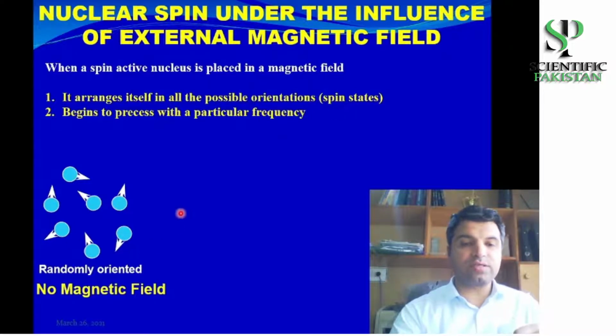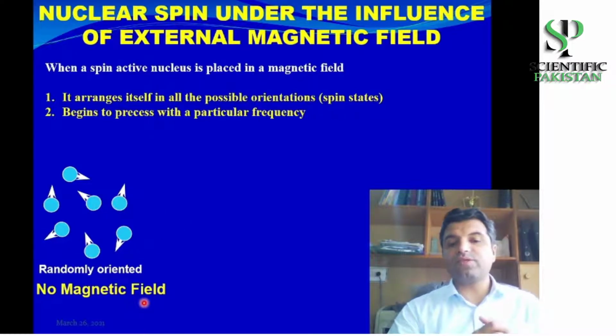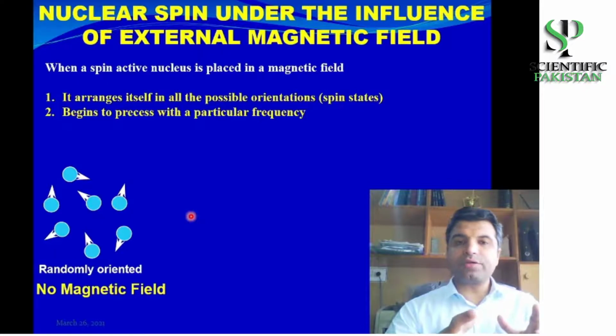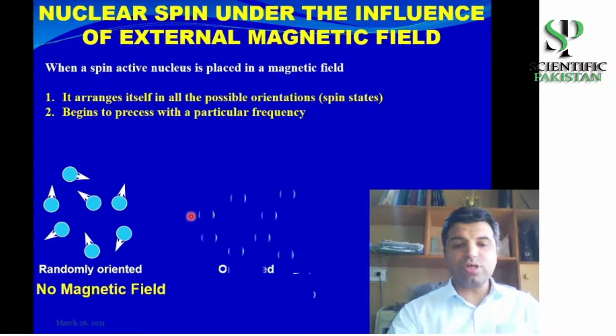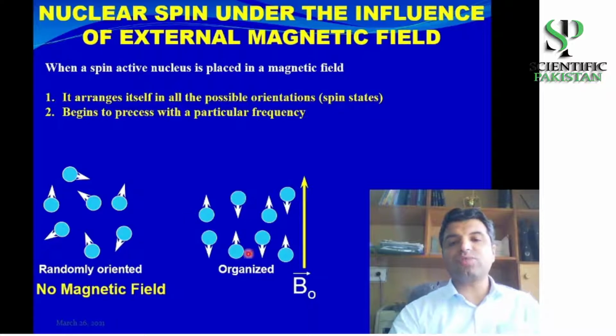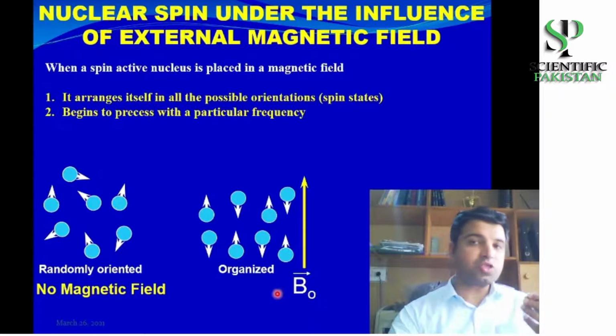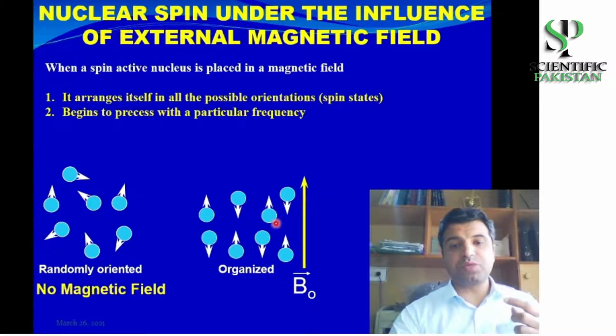So we have a nucleus which is not under the influence of any magnetic field. So there is no magnetic field. And you can see that these nuclei, which we have shown here as vectors, are oriented in different directions, or you can say that they're randomly oriented. But as soon as you turn on the magnet, they arrange themselves in all possible spin states. And now you can say that they are organized. So for a spin-half nucleus, there are 2 possible spin states, and you can see that some of them are pointing up, others are pointing down.